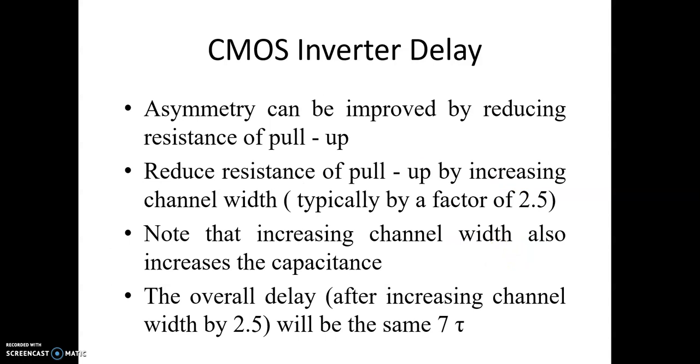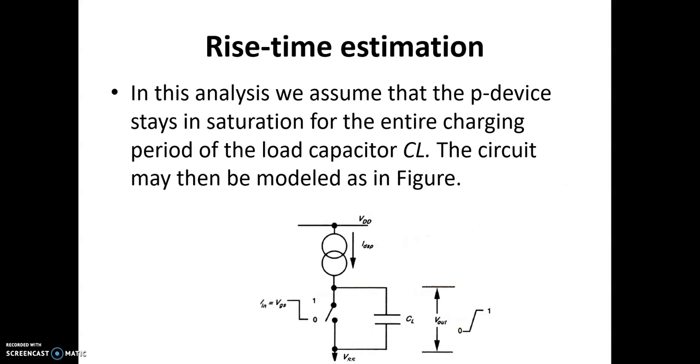Next, coming to the CMOS inverter delay, there will be an asymmetry in the pull-up and pull-down because of the difference in the Rs values of the pull-up and pull-down transistors. This difference can be reduced by increasing the channel width, but as the channel width increases, the capacitance also will increase.